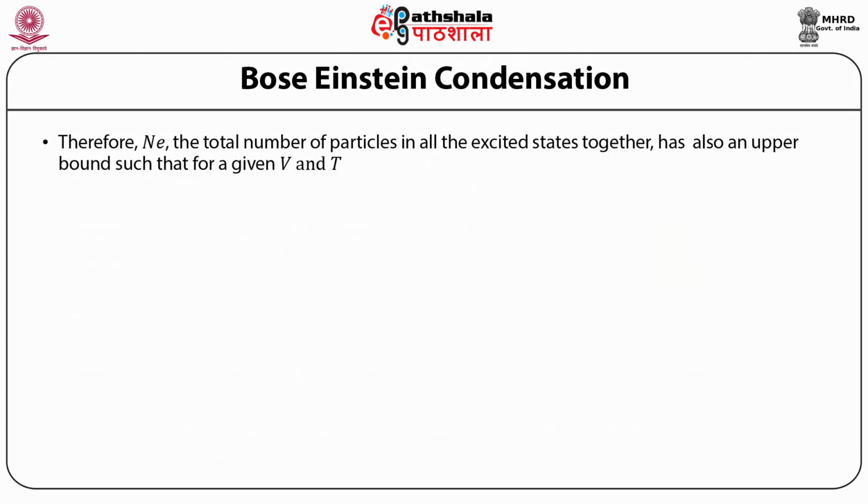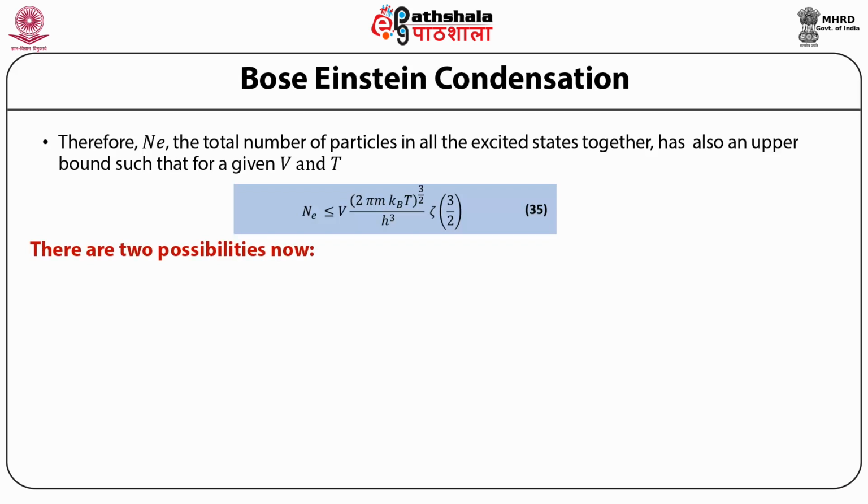Therefore, N_e, the total number of particles in all the excited states together, also has an upper bound, such that for a given V and T, N_e has to be less than or equal to V multiplied by (2 pi m k_B T) raised to power 3/2 divided by h cubed multiplied by the Riemann zeta function of 3/2. There are two possibilities now.